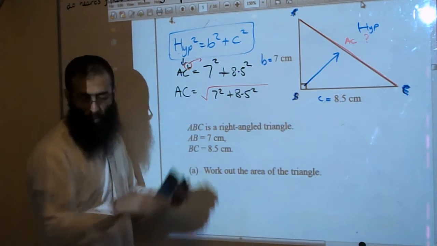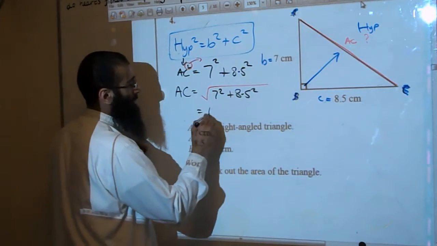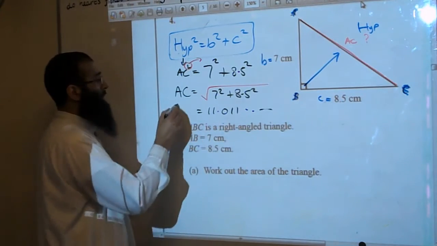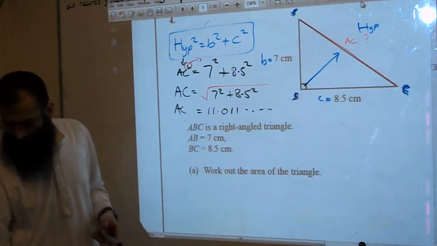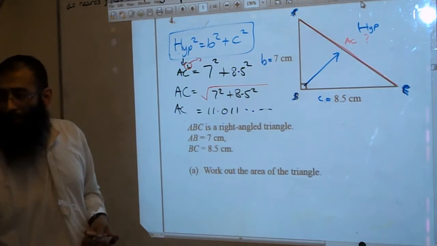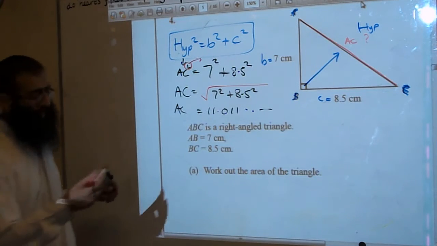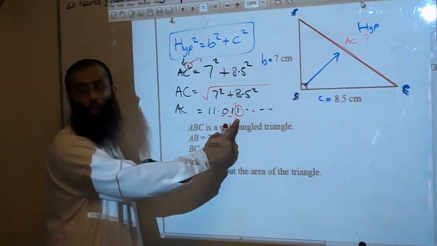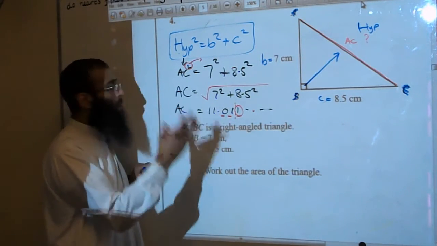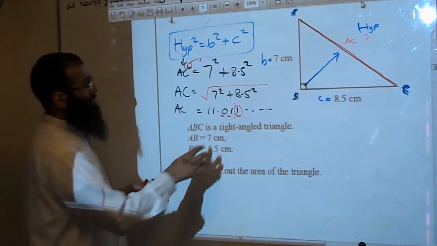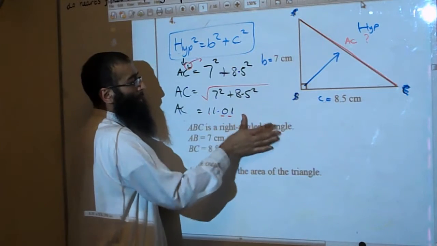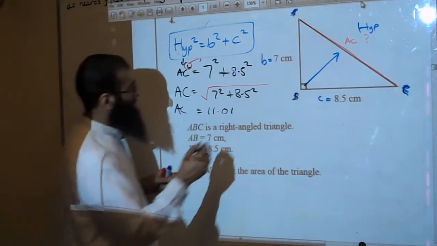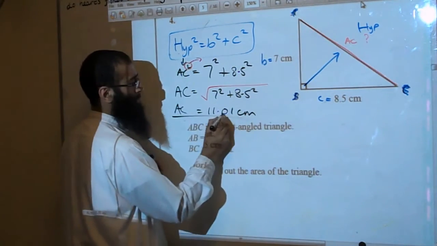So what do we get? 11.011. Now the question says give us 2 decimal places, 2 dp. Mr. Idris, are we happy with what 2 dp is? Look at that number there. Is that number 5 or more? No. So we leave it as 11.01. So we can say now confidently that we get rid of that. Okay, 11.01. Is that the final answer? Done.